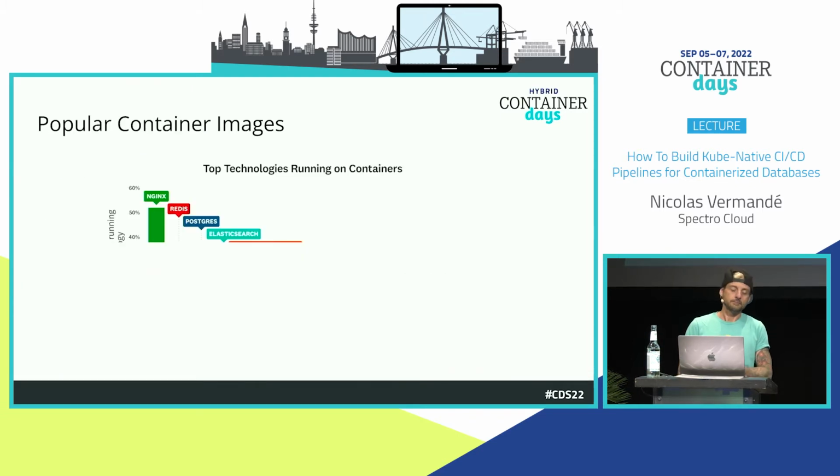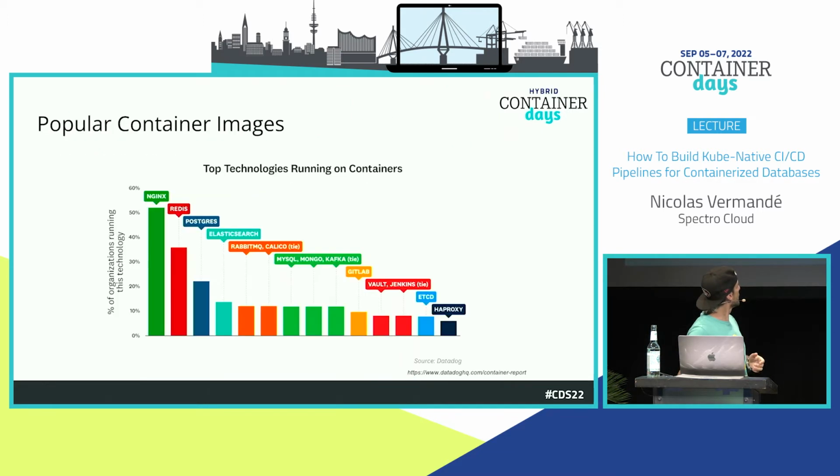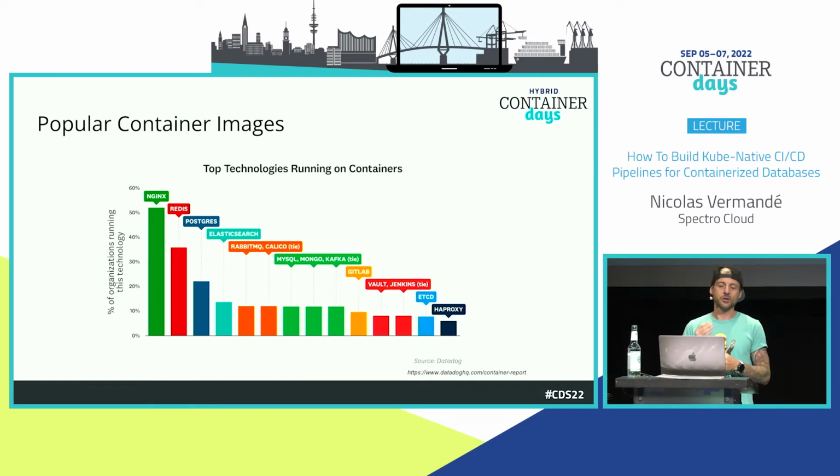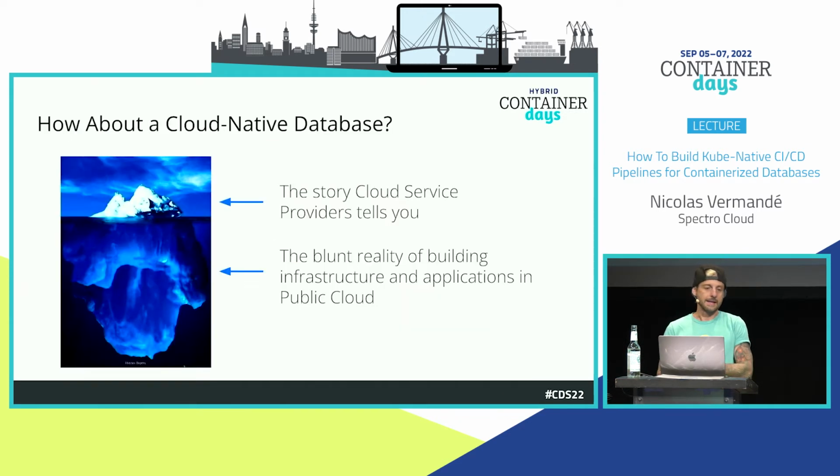But at the same time, if you look at the most popular container images people are downloading, you can see that probably more than half of them are either databases, message queuing, or stateful components, which means that this is very popular. And what cloud providers don't tell you, right? At first, it seems very easy to consume a database in public cloud, but in reality, it's like an iceberg: the hidden part of the iceberg is a lot bigger.